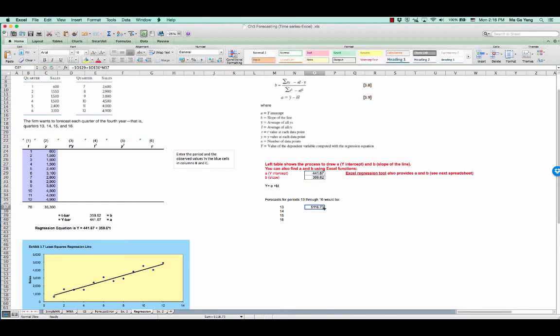Then click and copy this formula. Then you see that this value doesn't change while the time variable is changing. But anyway, this is your forecasting value, which is your answer.